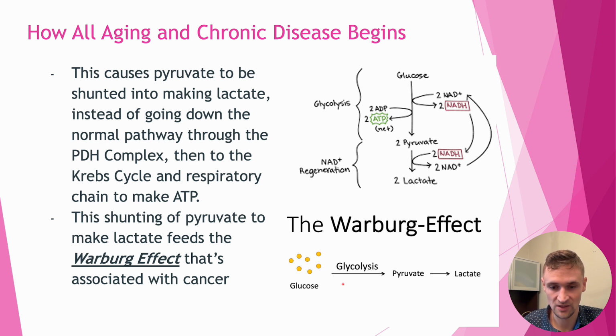So again, glucose goes through glycolysis, but the pyruvate can't go through the pyruvate dehydrogenase complex because the entire pathway is backed up. So instead pyruvate gets increasingly shunted into making lactate, and then lactate basically feeds this cancer cell formation. And we know from Dr. Thomas Seyfried's work and many other people that essentially all cancer cells are fermenting glucose into lactate far more than normal cells. So this is highly associated with cancer as well as aging and other chronic diseases.